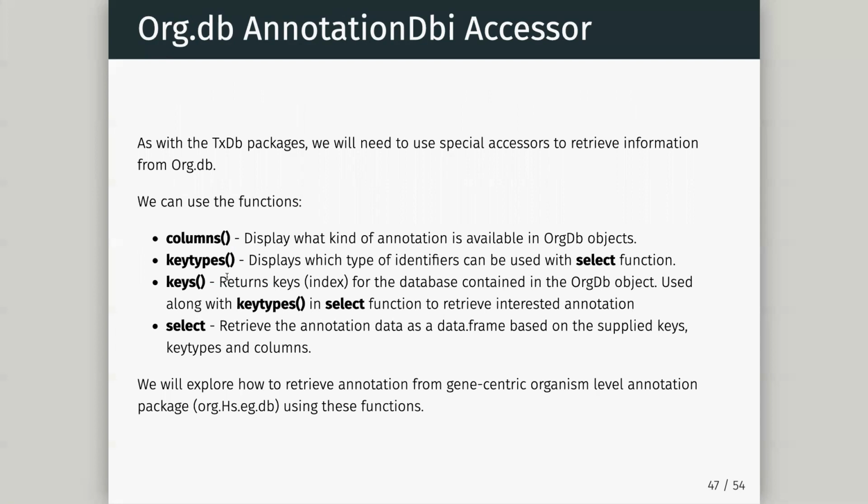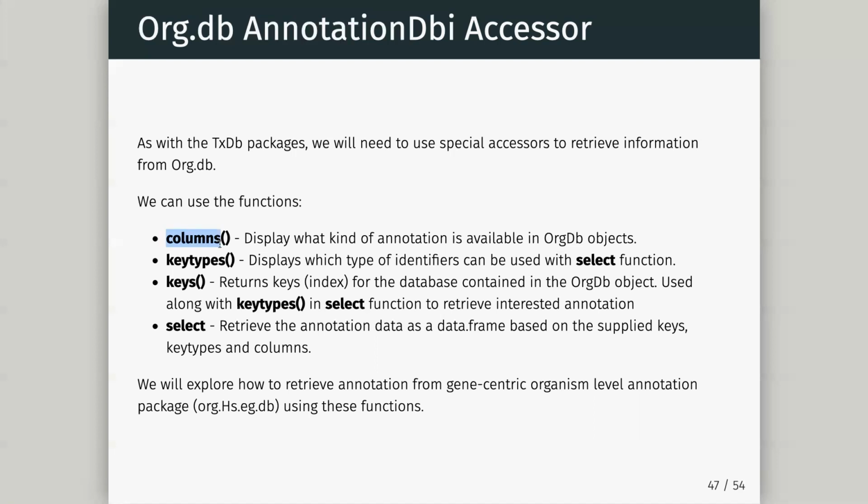Columns displays what kind of annotation is available. Keytypes tells us what type of identifiers can be used with the select function. Keys tells us all the keys in the database, so in this case, all the Entrez IDs. And it's the select function which we can use with this org.db and our supplied keys. When we say keys here, we mean IDs, what it uses to start the mapping. We also specify the keytype, and we can specify what columns we want to get.